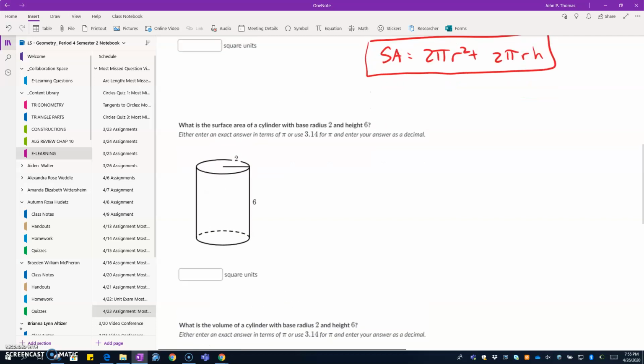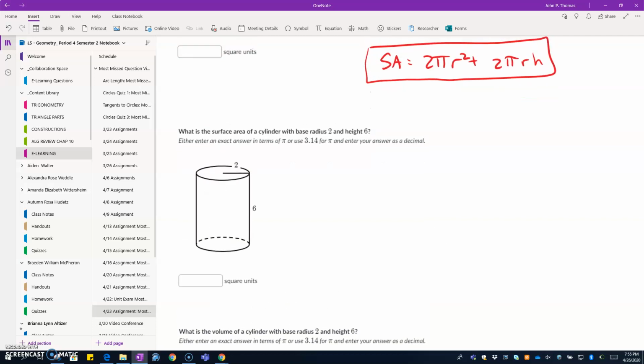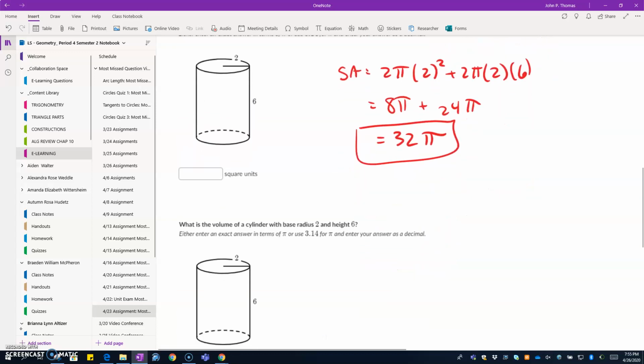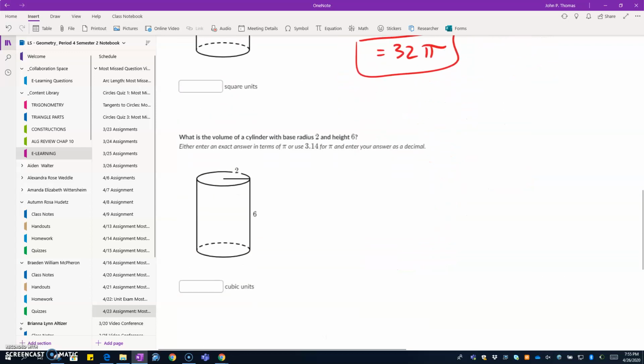If I go through this one, I've got surface area equals 2 pi r squared, which is 2 squared, plus 2 pi times 2 times 6. That's going to be 8 pi plus 24 pi, which is 32 pi. And again, it would be units squared for all of these because they are surface areas. So that takes us through our surface area problems.